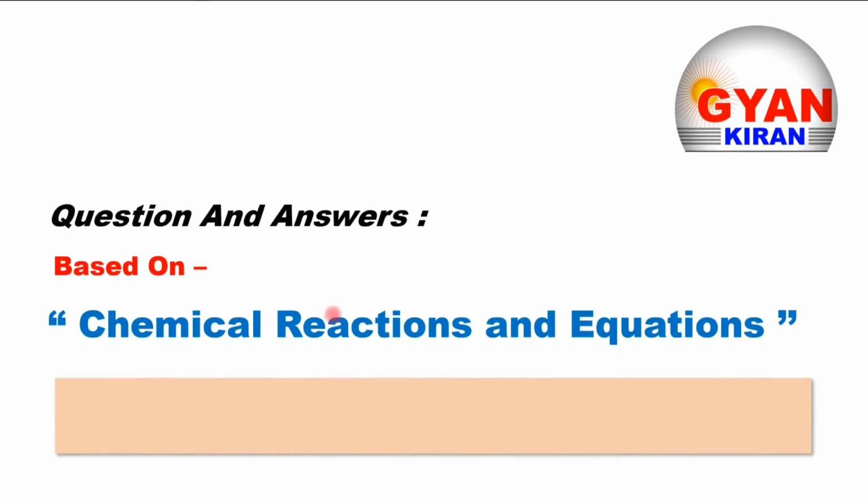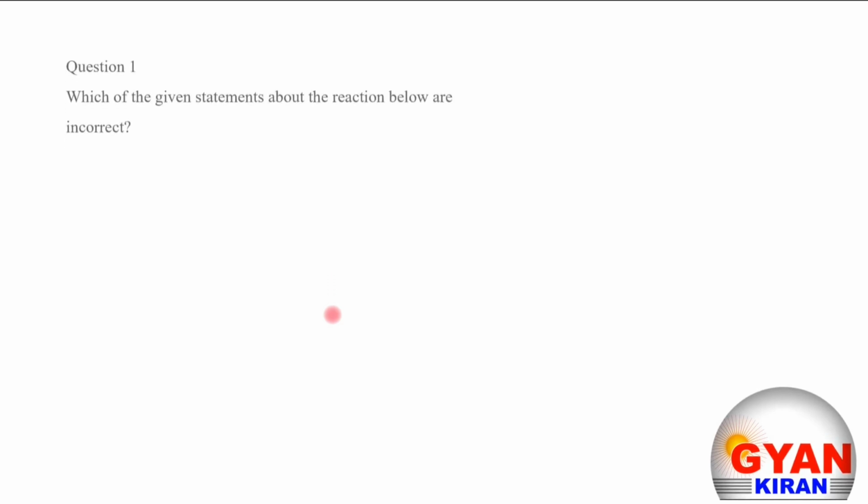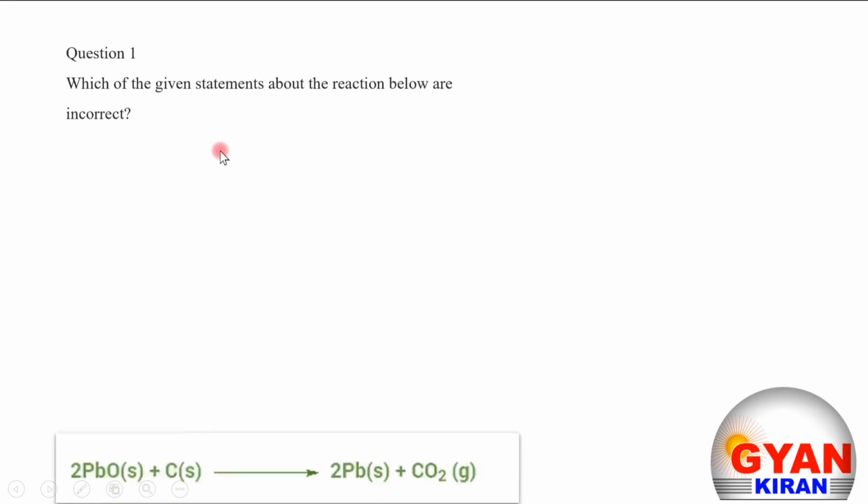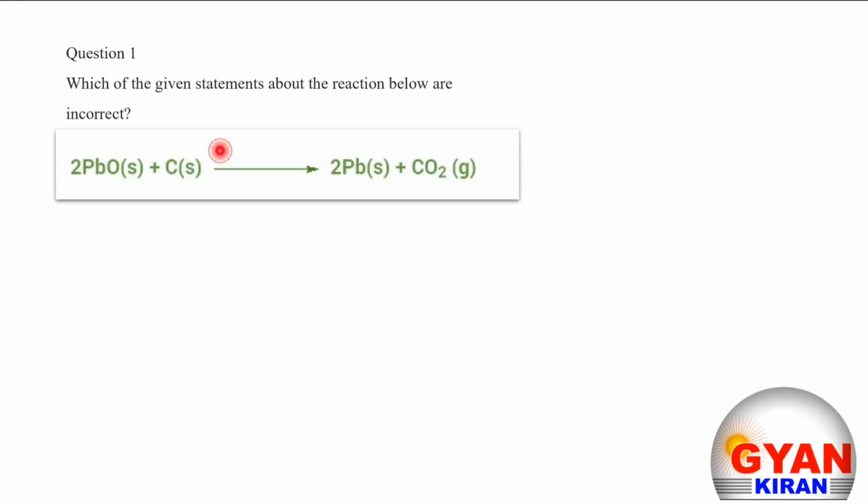In this session, we will discuss in-text questions and answers of the lesson Chemical Reactions and Equations. Now, first question we have to consider. Question number 1. Which of the given statements about the reaction below are incorrect? Here, the reaction is given. So with respect to this reaction, statements are also given.